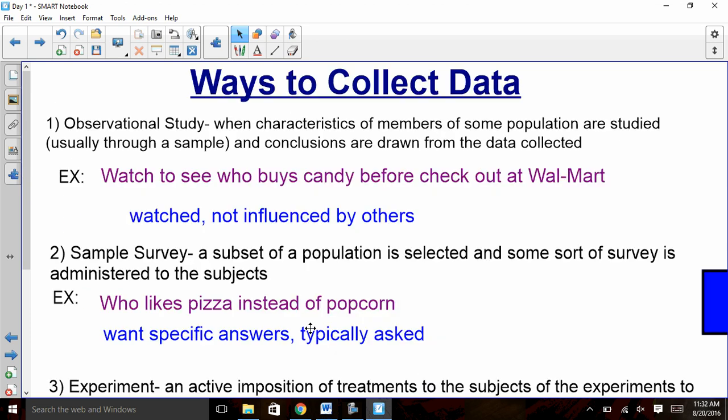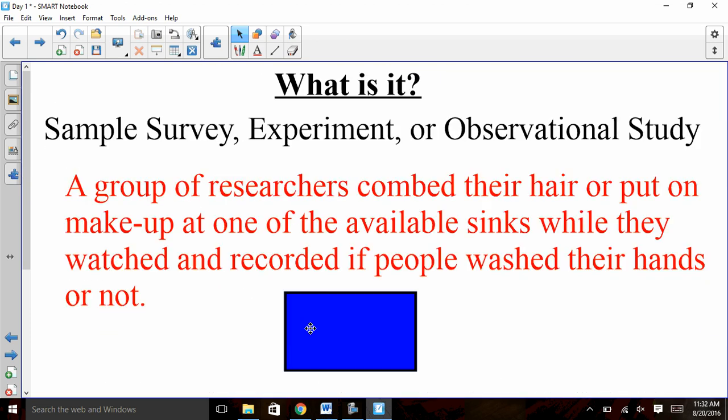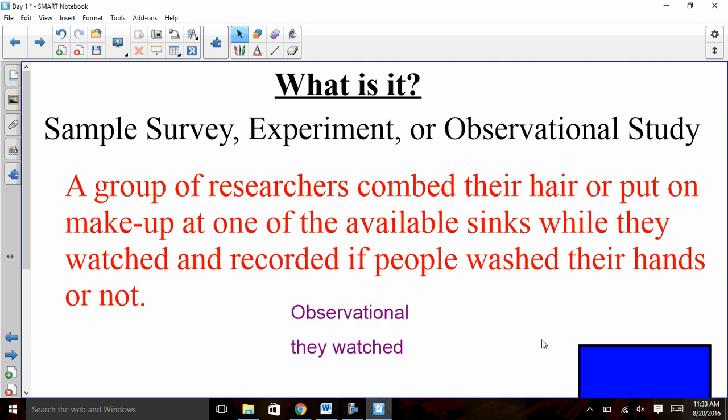Okay, next we're going to talk about determining whether something is a sample survey, experiment, or an observational study. So a group of researchers combed their hair, put on makeup, while they sat at one of the sinks, and they determined who washed their hands by just sitting there and recording the data. So one of the things I'm going to do is I'm looking for keywords. So I see that they combed their hair. Well, that's not really helping me. They watched and recorded. Okay, so I see that keyword watch there, so I'm going to say observational study because of the fact that they watched something happen.